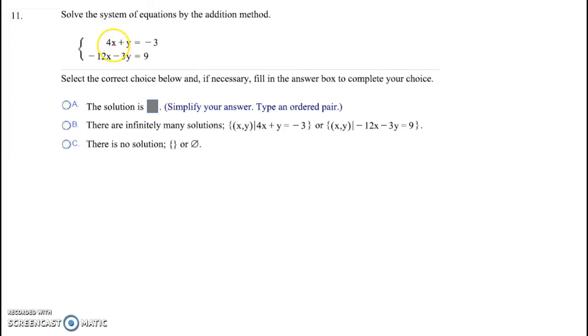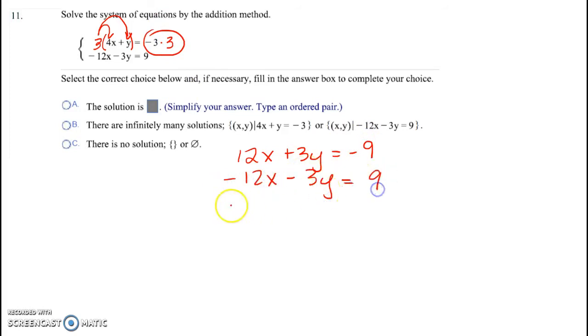By the addition method, I'm looking for coefficients of either the x term or the y term that are the same but opposite. Here they're opposites, but not the same. To me, it looks like the easiest thing to do would be to multiply this equation through by 3. Multiply both sides by 3, I think would be the easiest to do, don't you? Okay, distributive property gives me 12x, don't forget this step, plus 3y equals -9. Then I have -12x minus 3y equals 9.